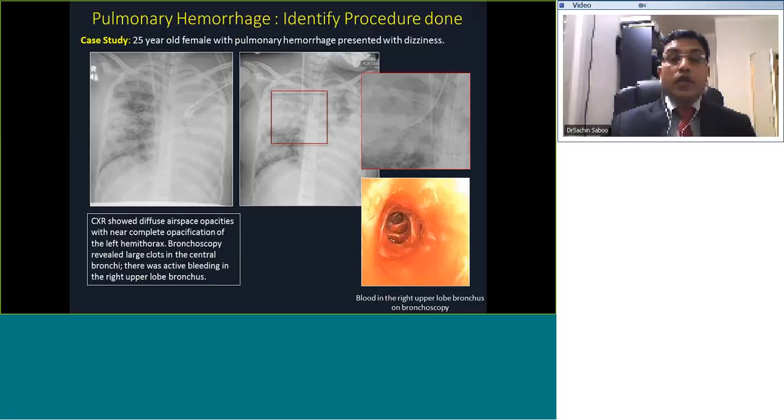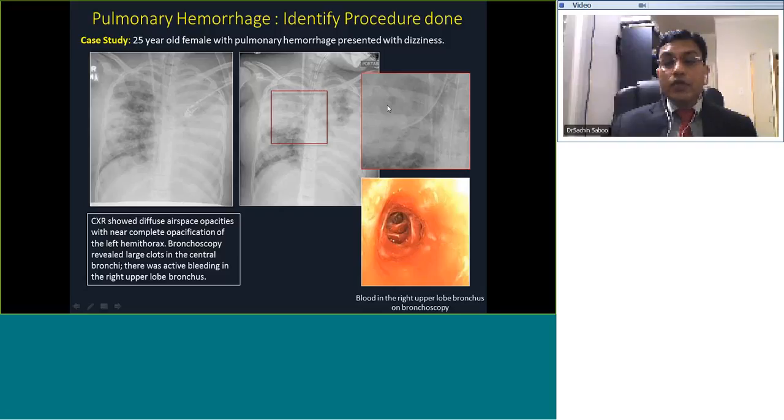With that, we'll turn to some other procedures which are done. For example, take this 25-year-old female with pulmonary hemorrhage presenting with dizziness. What you see on the radiograph on the left is the diffuse consolidation in the left hemithorax and opacity in the right as well. And so this patient on bronchoscopy had large clots in the central bronchi, and there was active site of bleeding in the right upper lobe bronchus. So there is some procedure done, and I'll give you a few seconds to look at those images.